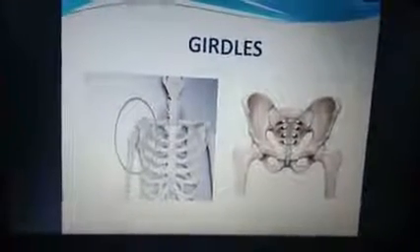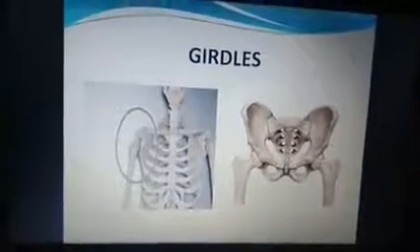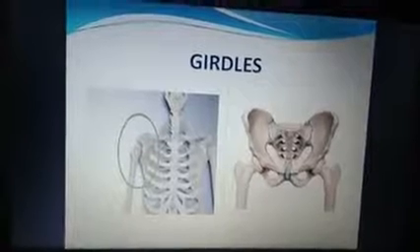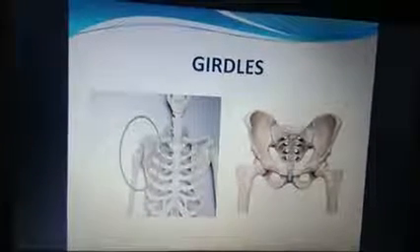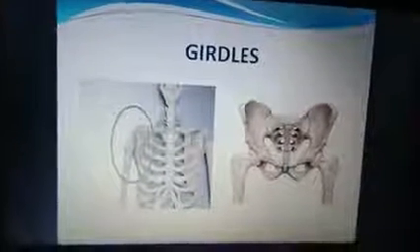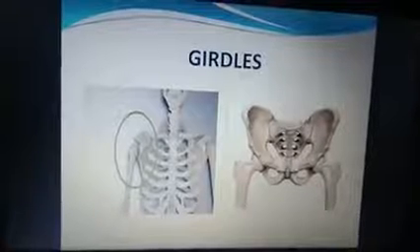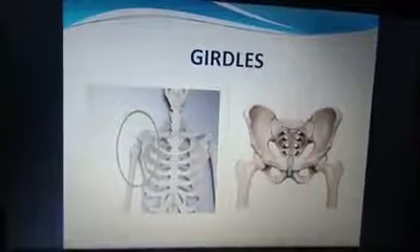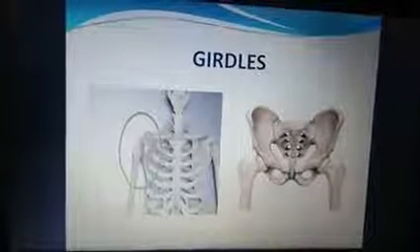And the fifth one is the girdle. So we have two pairs of girdles. One of them is the pair of shoulder girdle, and the other one is the pair of hip girdle.